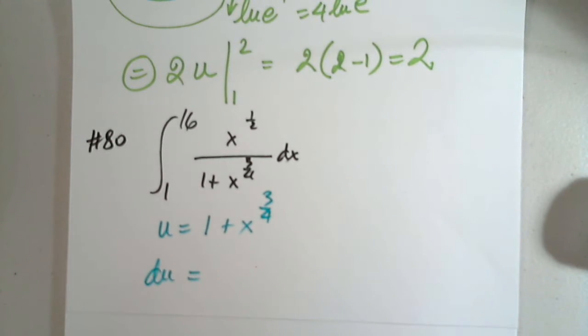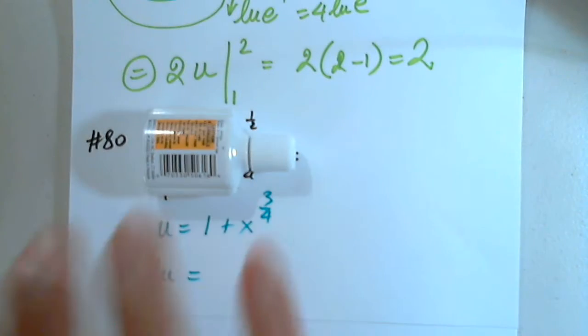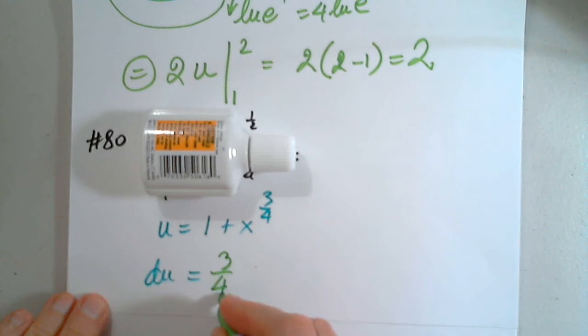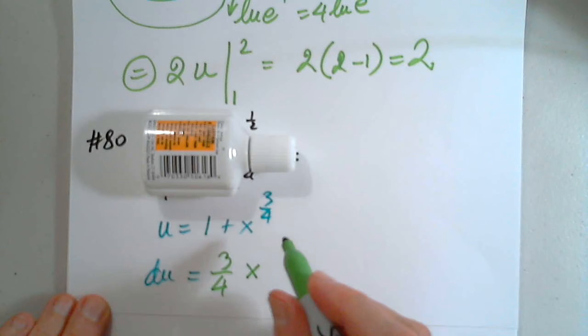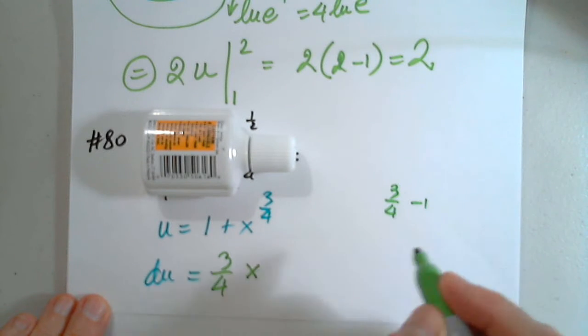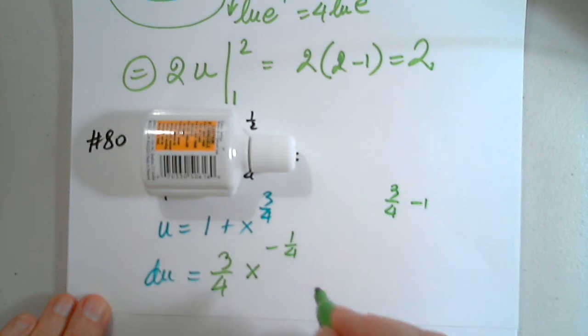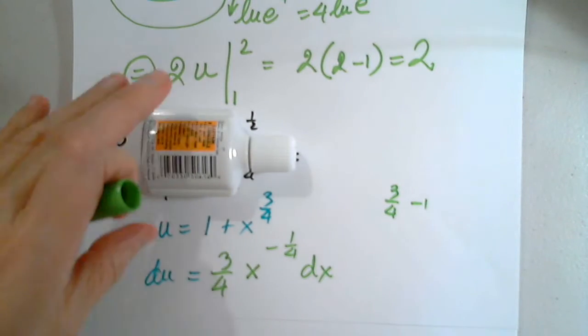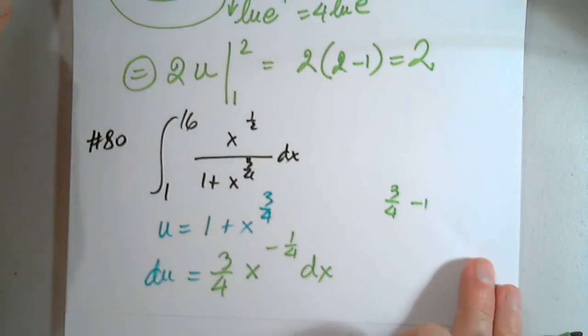So can anyone give us the differential of this function? Again, we're not integrating right now. I know that that's the confusing part. 3/4 x to the negative 1/4, 3/4 minus 1, negative 1/4, times dx. That's it. So 3/4, and subtract from 3/4 1, and this is negative 1/4 dx. Great job. Good.